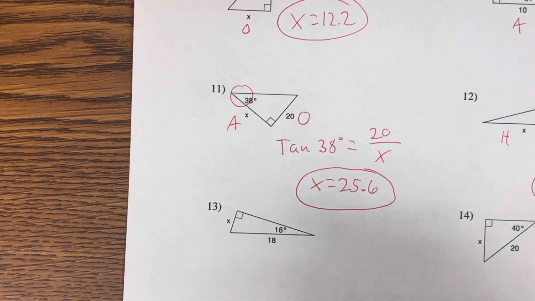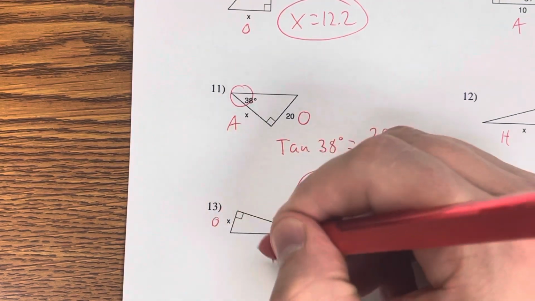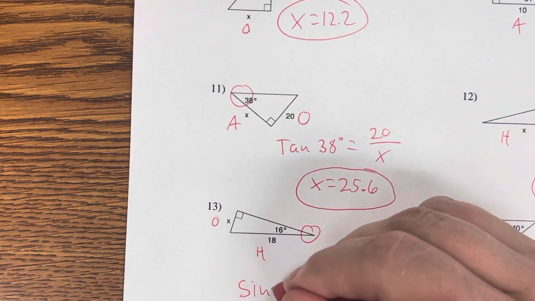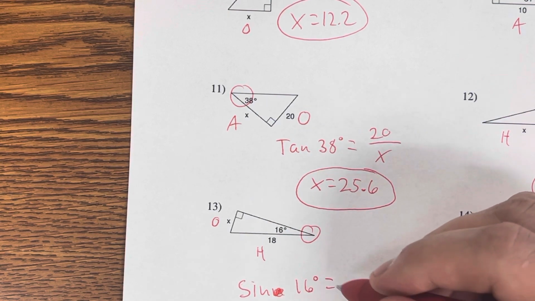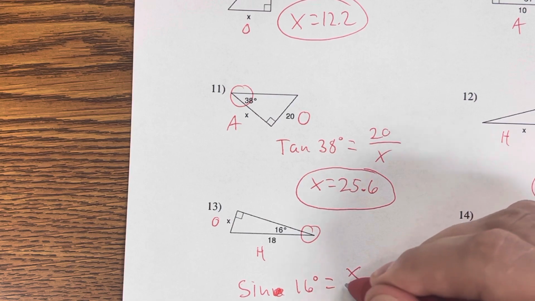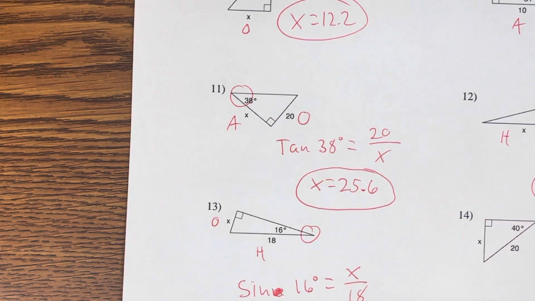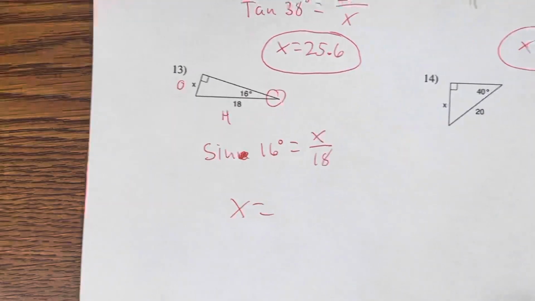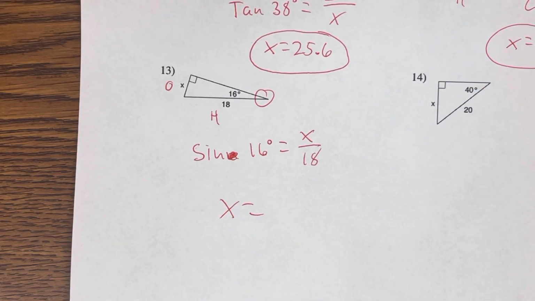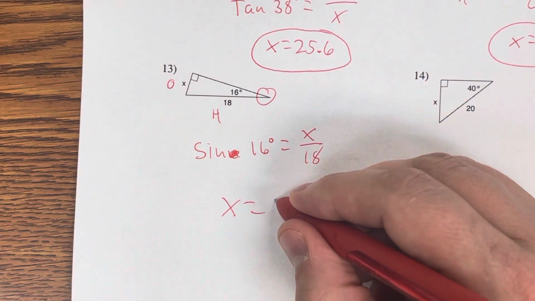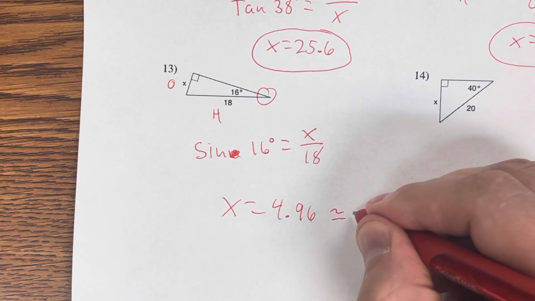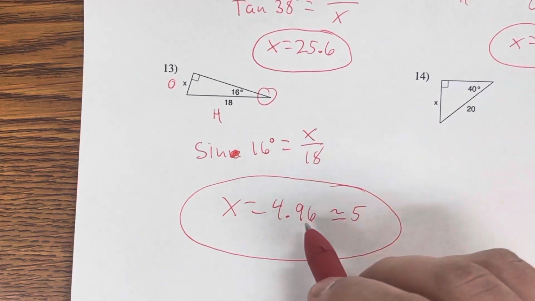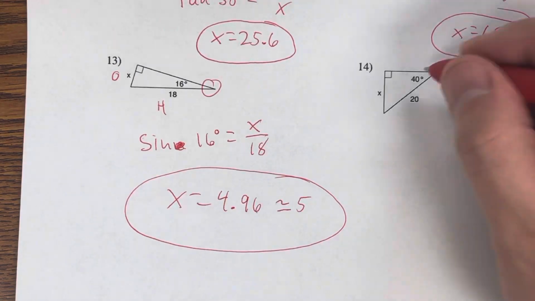And there's 2 more here for you to try. Opposite, hypotenuse, sine, 16, oh, I wrote 2 ends. Sine 16 degrees equals x over 18. Final solution. This rounds up to 5.